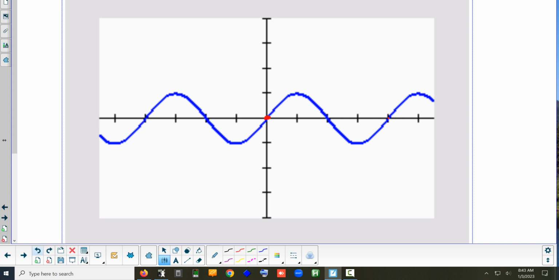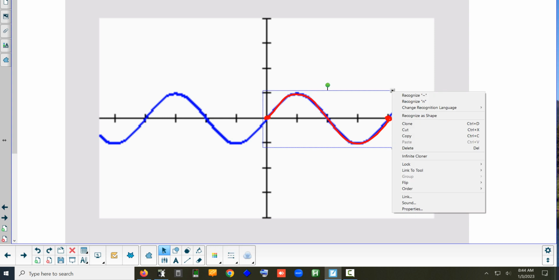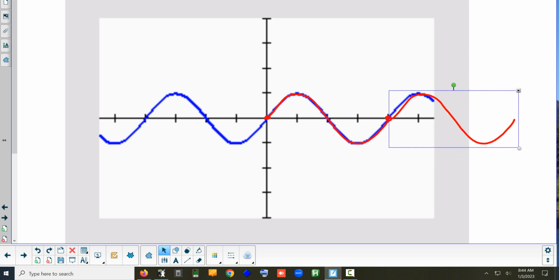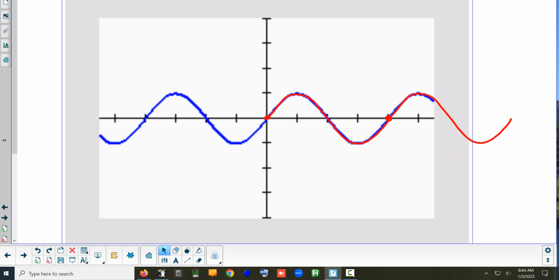So we start here, we end there. What I just traced in red, that's called one cycle of the graph. If I took that section and I copied and pasted it forever, left and right, that would be the entire graph. I can take that, put it right there. There you go. That's the next cycle for the sine function. So that's why it's called periodic, because it repeats itself.